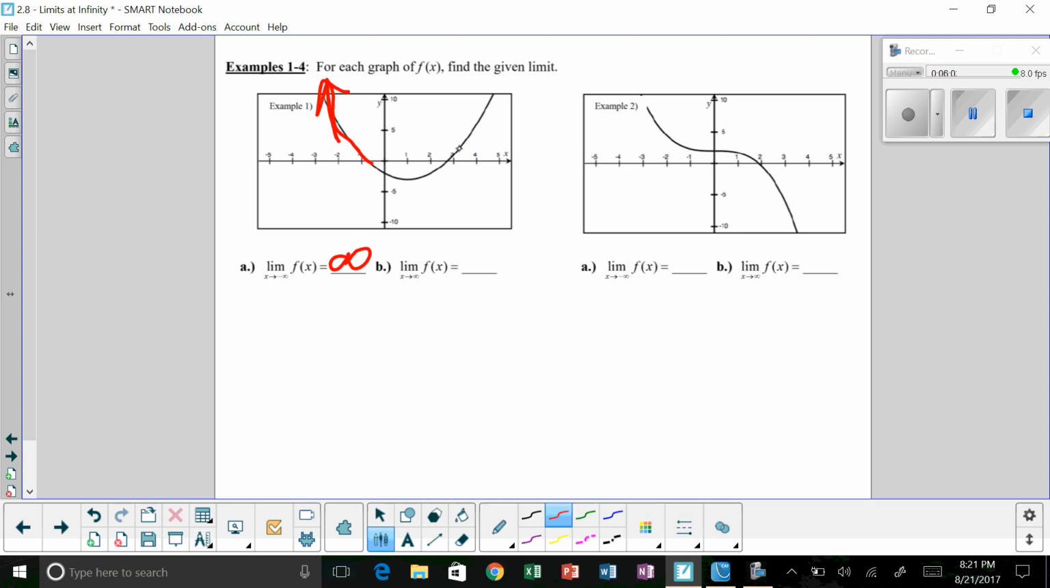As we move to the right, the end behavior seems to be increasing to positive infinity as well. In example 2, it looks kind of like a cubic curve.